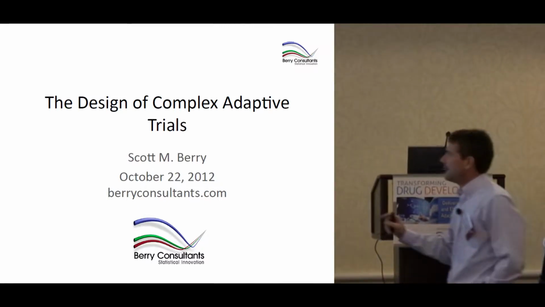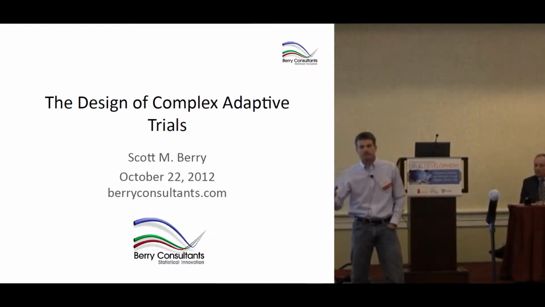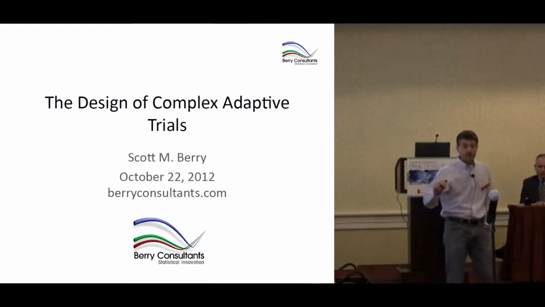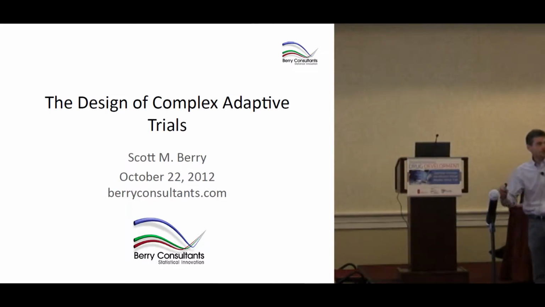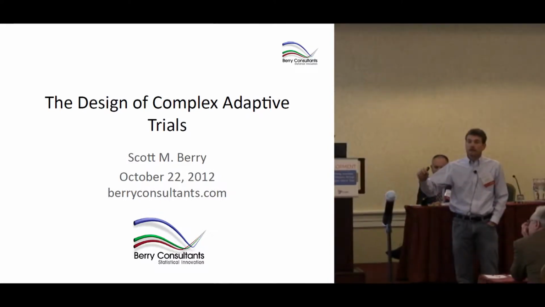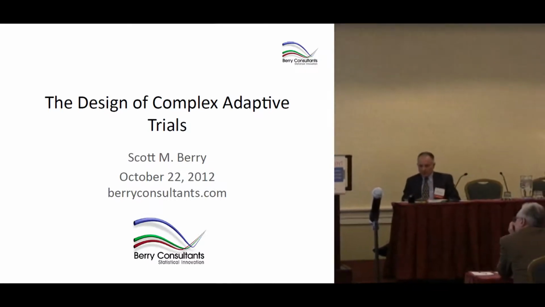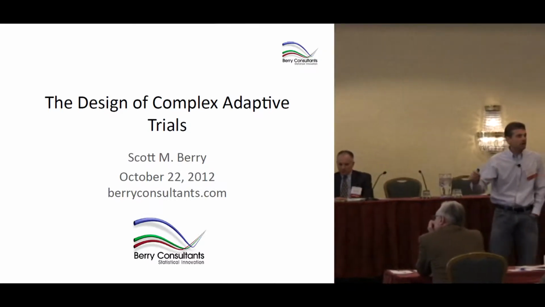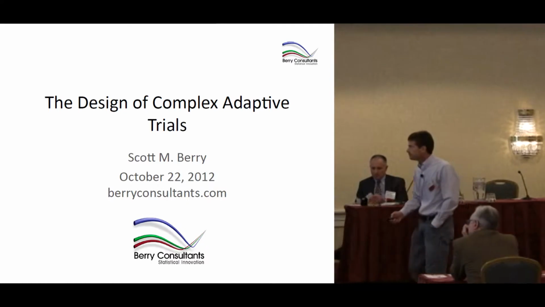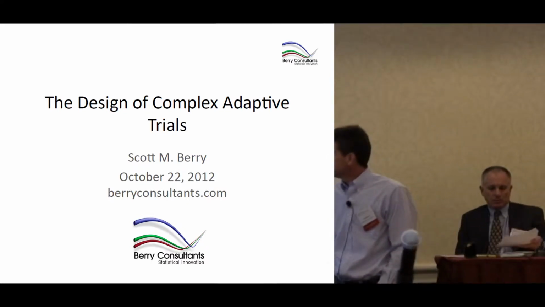I'm going to talk about the design of complex adaptive trials. We've heard about adaptive trials. We've heard about very, very complex adaptive trials. We've talked about the need to do it differently, the Titanic analogy and where we're going. And so how is this done? How do we design an adaptive trial? How do we design a complex adaptive trial?